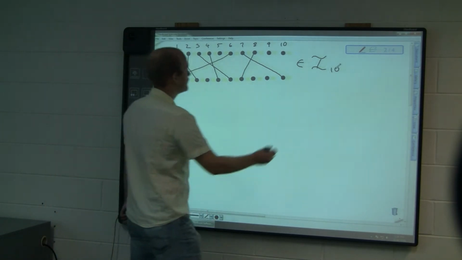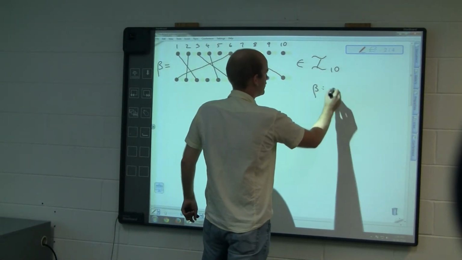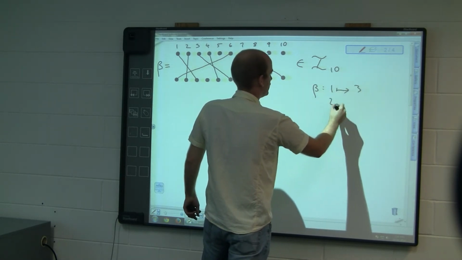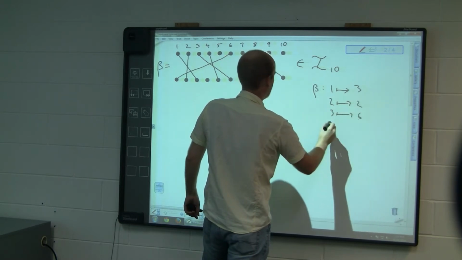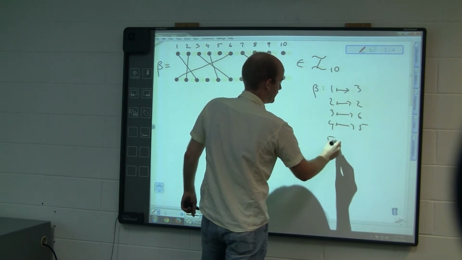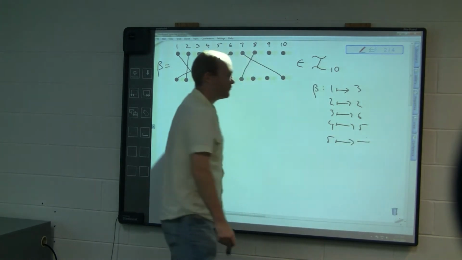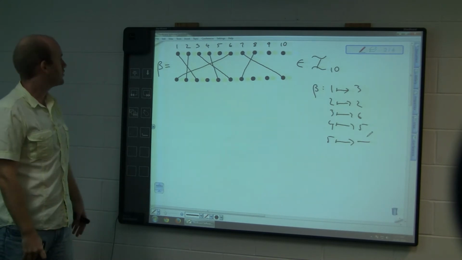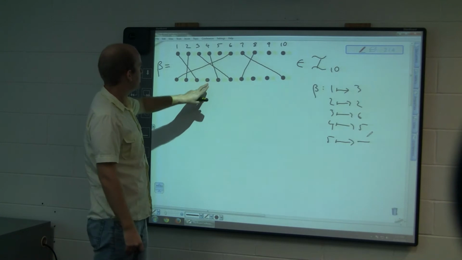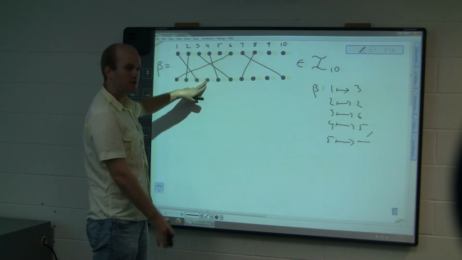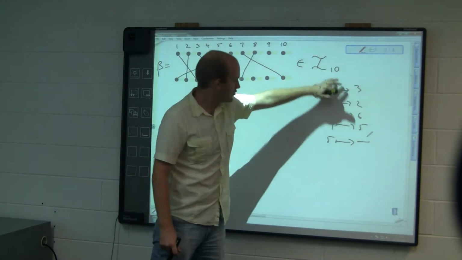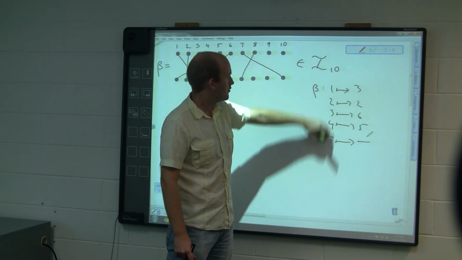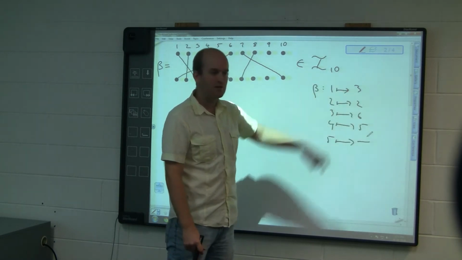All right, so what does this mean? Well, just like before, beta sends 1 to 3, 2 goes to 2, 3 goes to 6, 4 goes to 5, but 5 goes nowhere. So 5 is not in the image of this, sorry, it's not in the domain of this partial permutation. Likewise, looking at the picture, nothing gets sent to 4, so 4 is not in the image. Right? So if I write down the images of all, or the action of all 10 elements of the set 1 up to 10, certain things would be missing from the domain and certain things would be missing from the image.